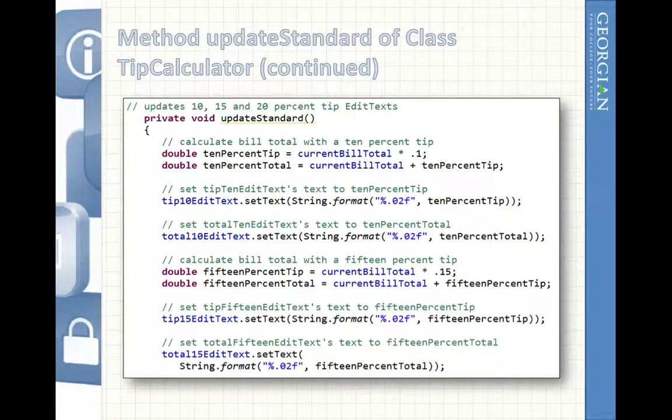Now, one thing to note is we haven't really called this method yet, this updateStandard. So when does it trigger? We don't know any place where we've triggered updateStandard yet. We're writing it in advance, but we haven't done anything with it. And what does this do? It takes the 10% tip as an example, where we have some new local variables here, and we say it's equal to current bill total times 1, times 0.1.